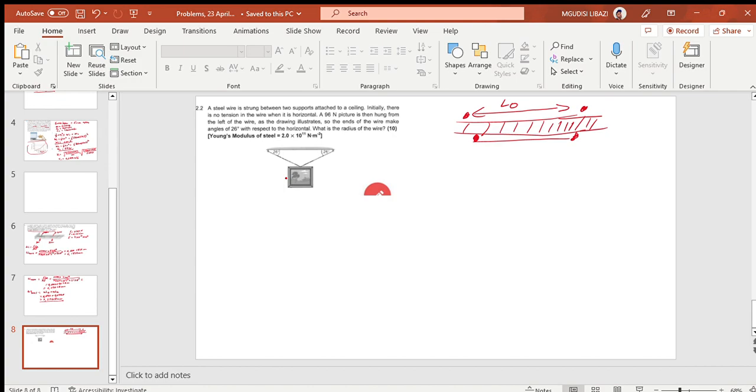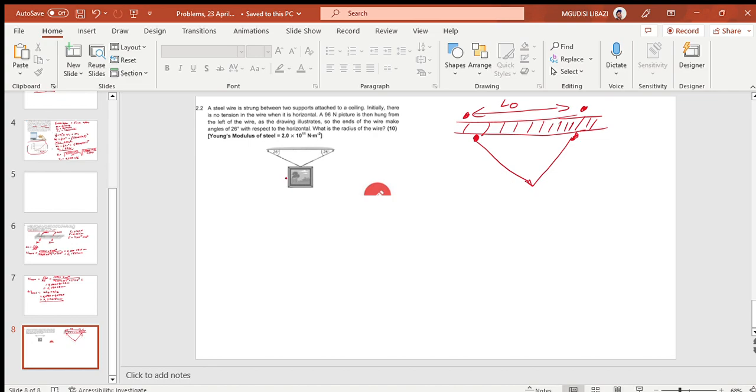Now when we hang the weight of 96 newtons, we can see that it will deflect like this, and then we have that weight. We'll assume that it is exactly in the middle of the wire, such that the length this side is equal to the length that side. When we hang this, we notice that the length will be larger than the initial length. So we will have a final length L, of which we don't know how much it is.